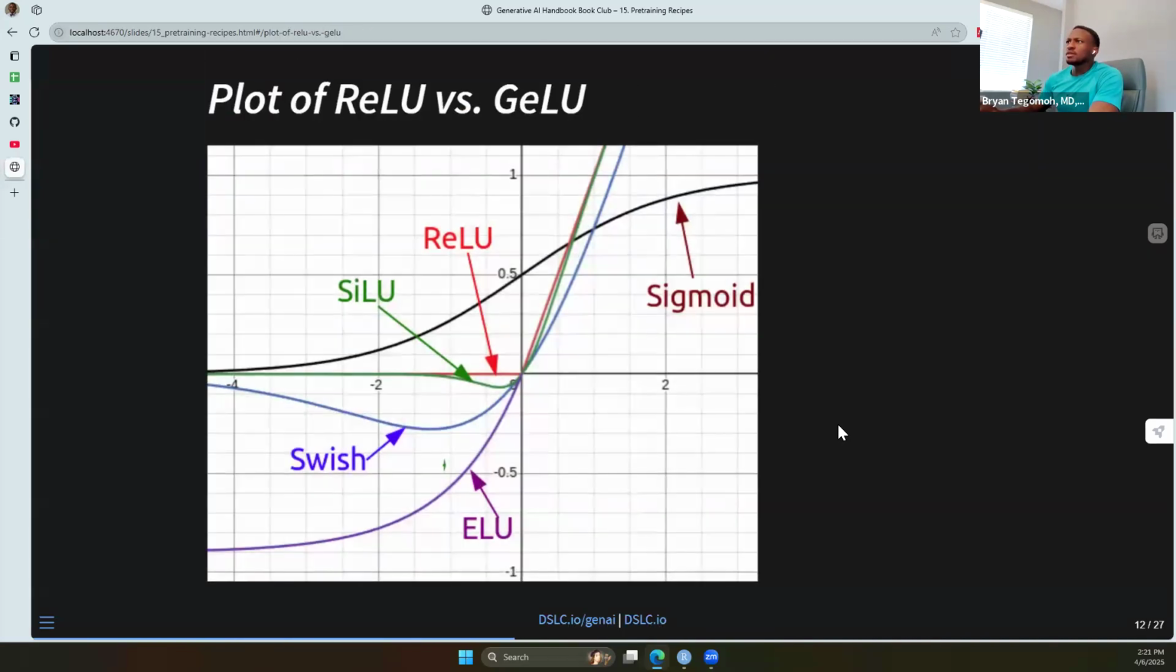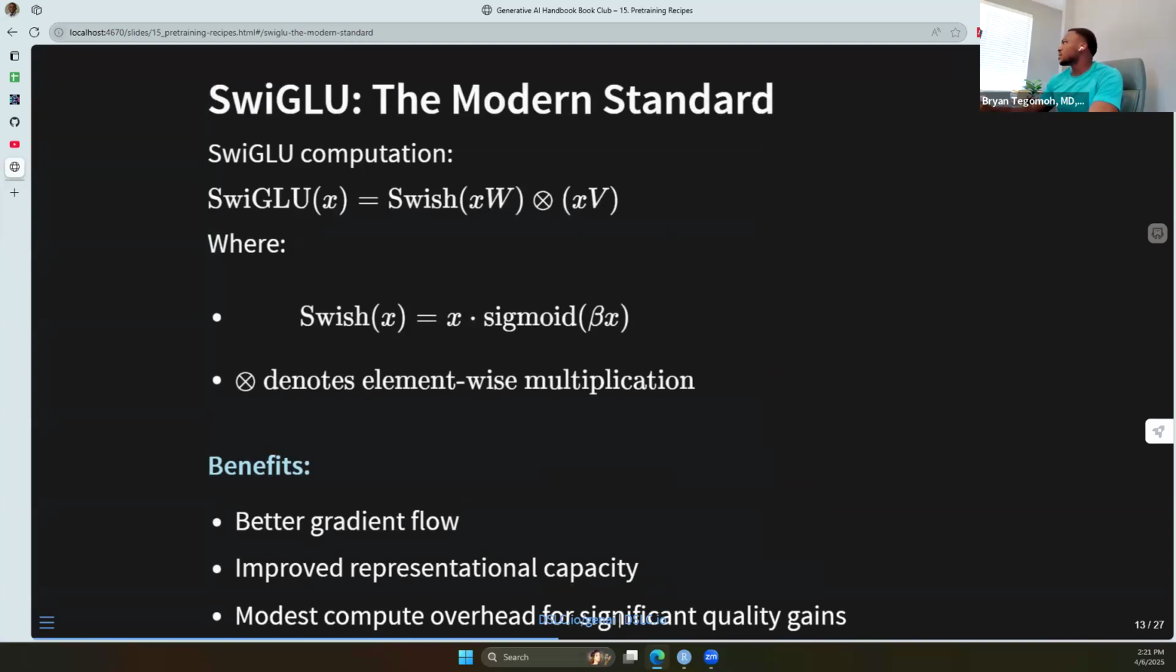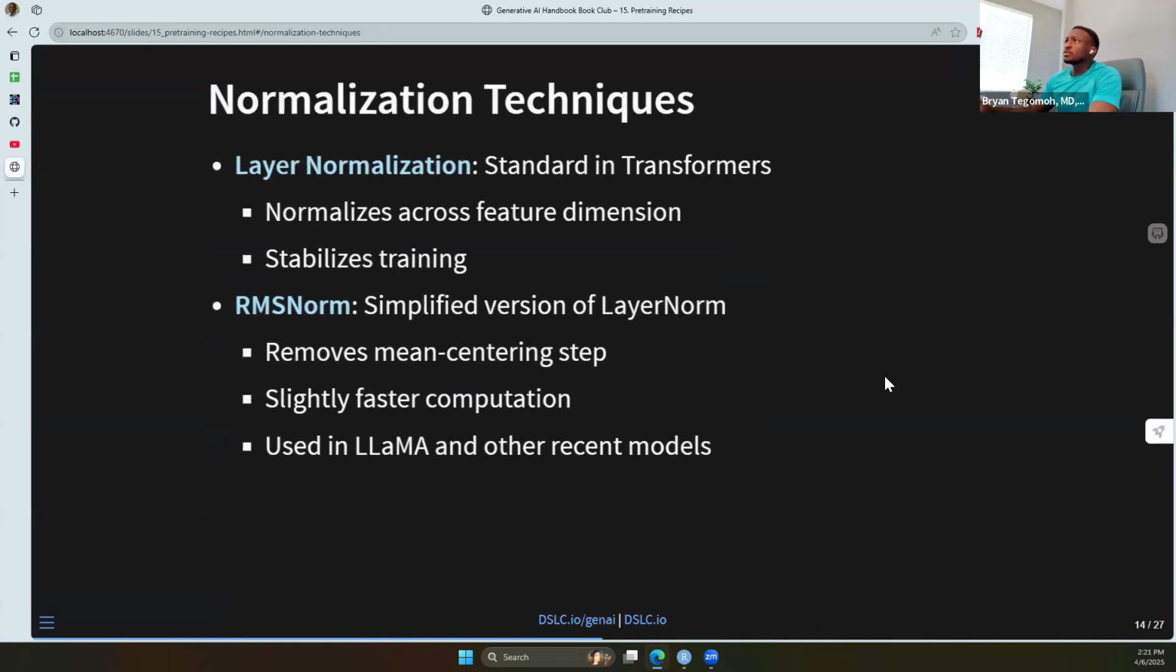So definitely very popular, and it has been used very widely. But the key point I want you to take away is that the SwiGLU combines the benefits of Swish and gated linear units. It improves gradient flow and representational capacity, which offers a notable performance boost.